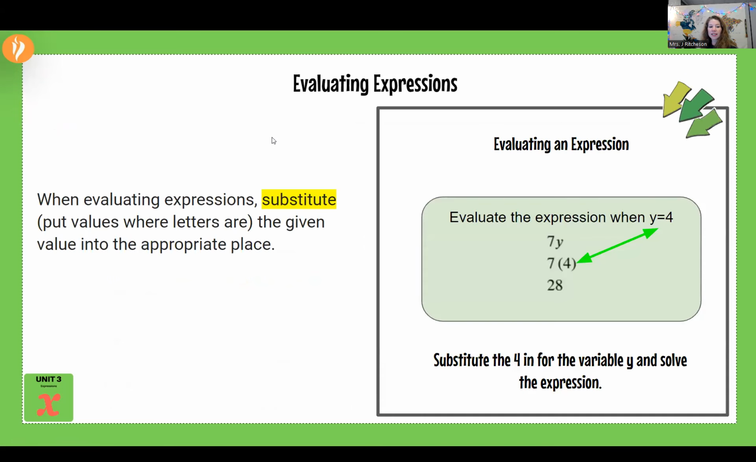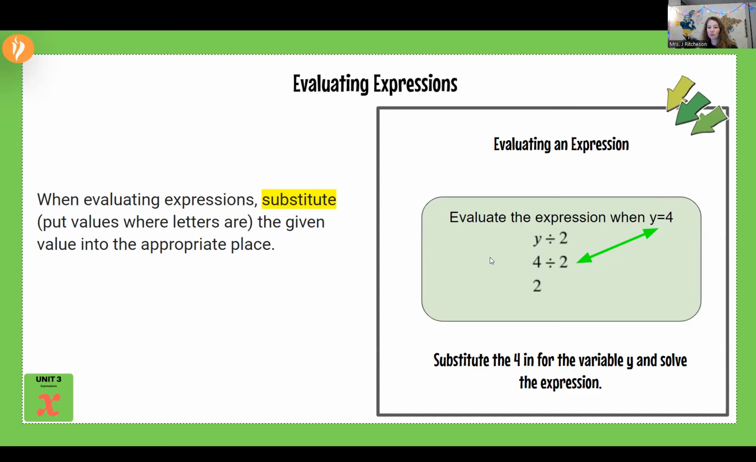When evaluating expressions, substitute, which means put values where letters are, the given value into the appropriate place. So if we have the expression 7y, and we're given the instructions y is equal to 4, we're simply going to multiply 7 times 4, and the final answer is 28. What if I have y divided by 2? Well, if y is equal to 4, we're going to plug in 4 into our expression, and 4 divided by 2 is 2.